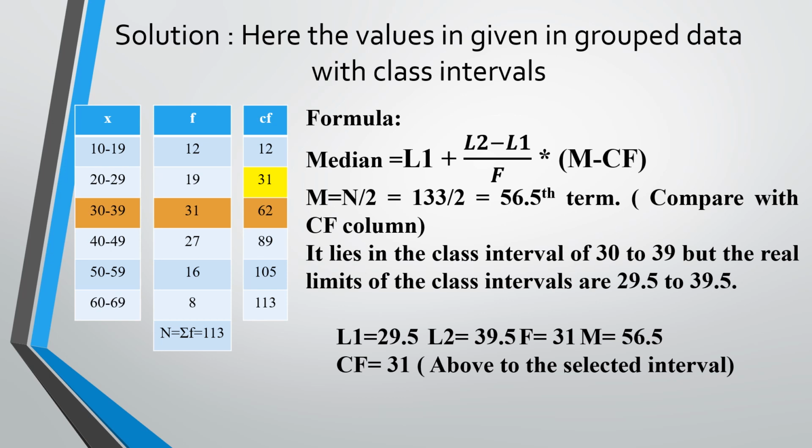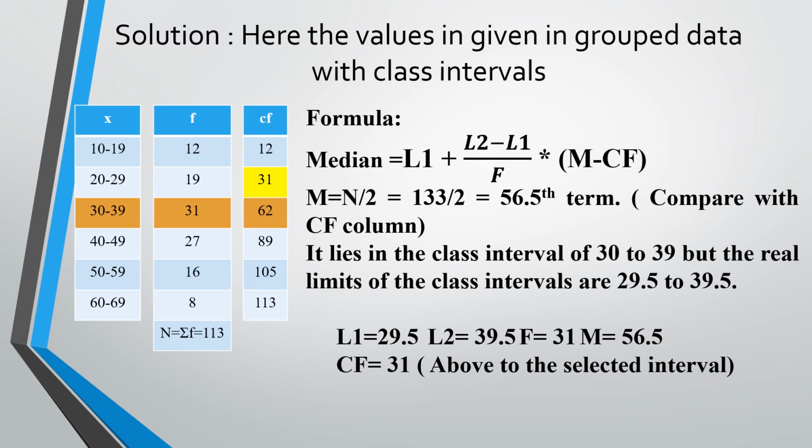it is 31. How we are going to select the cumulative frequency is, the cumulative frequency will be selected above the median class. So the median class is 30 to 39. Above that row the cumulative frequency is 31, which has been marked in yellow color in this video for your identification. So the cumulative frequency is 31.